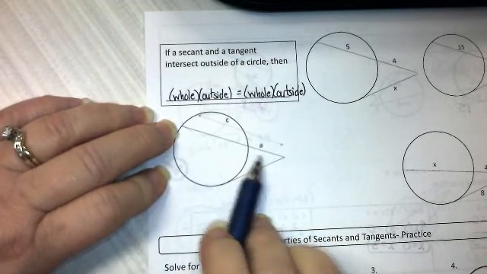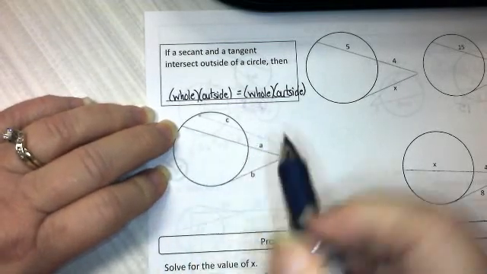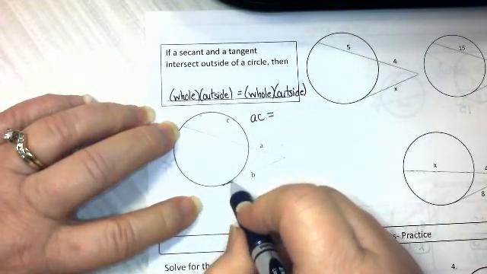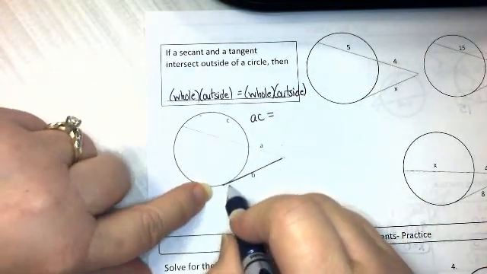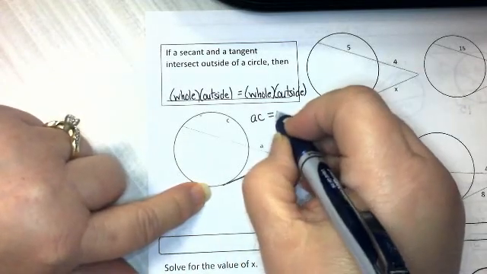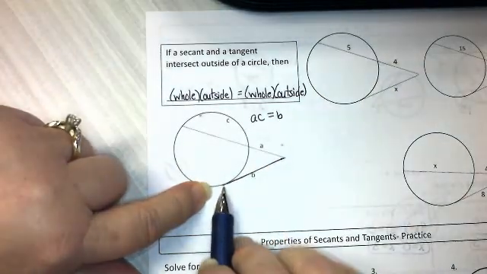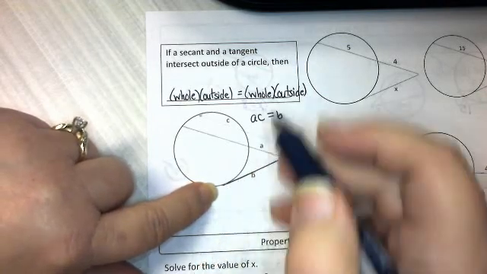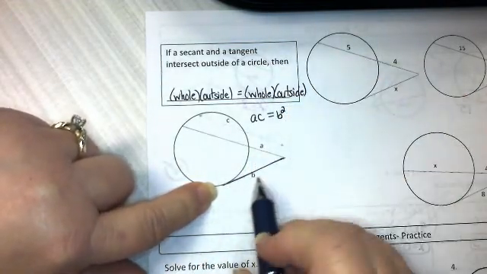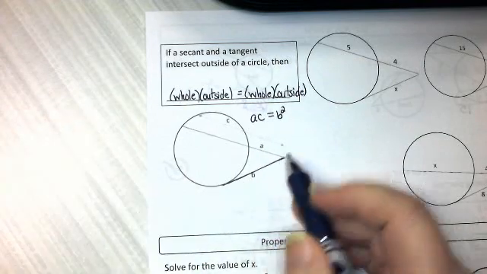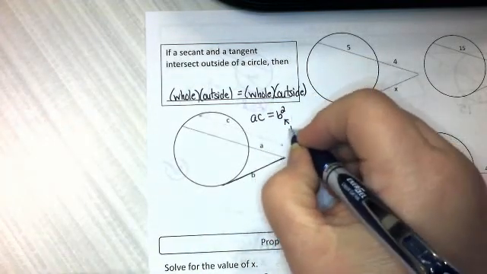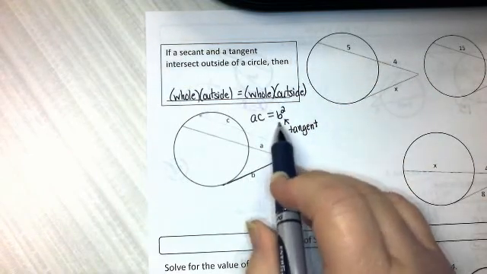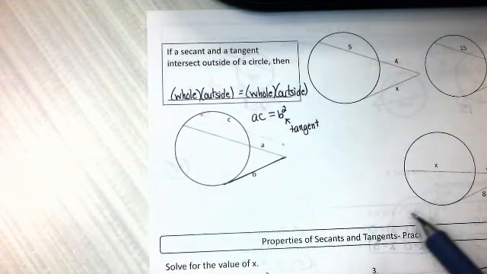This secant right here, the whole thing was C, the outside part was A, and then we look at this tangent segment. Well, how long is the entire segment? It's B. How long is the outside part of the segment? Still B. So we're still doing the whole thing times the outside. It's just that with our tangent segment, the whole thing is the outside, so it becomes B squared.